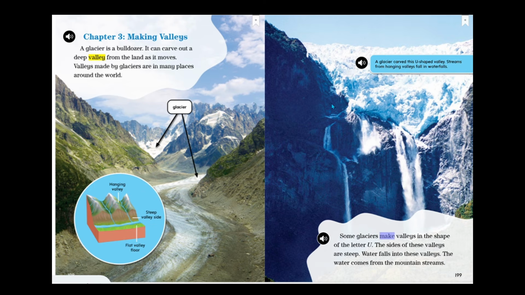Some glaciers make valleys in the shape of the letter U. The sides of these valleys are steep. Water falls into these valleys. The water comes from the mountain stream. A glacier carved this U-shaped valley. Streams from hanging valleys fall in waterfalls.